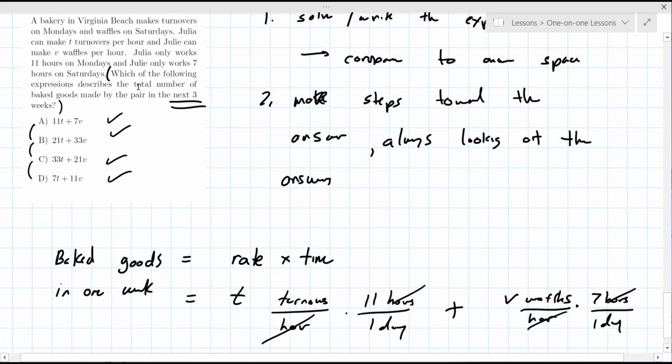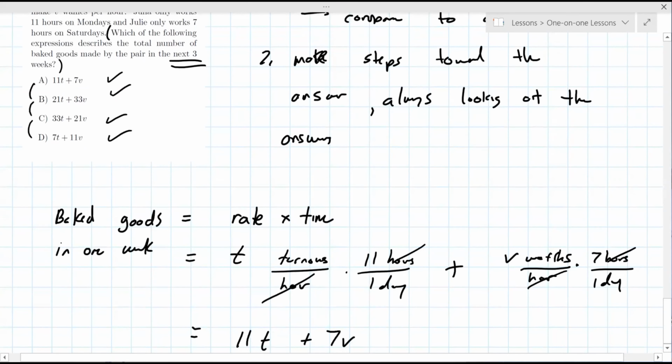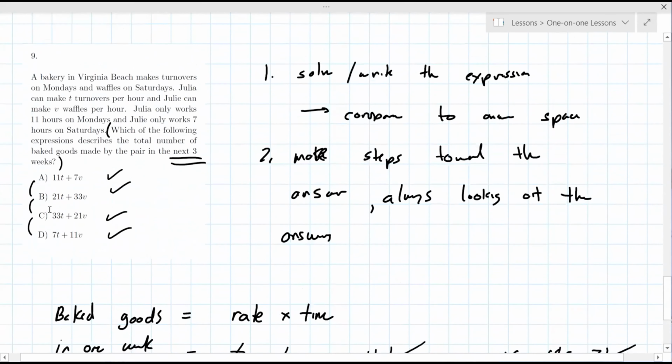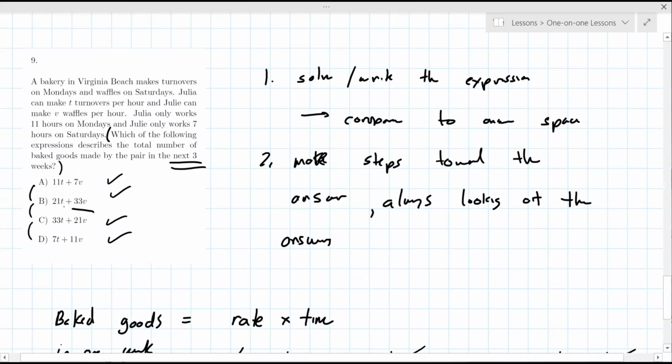So in this case, in 3 weeks, they make 3 times this much. So in 3 weeks, it's 3 times 11T plus 7V. That's 33T plus 21V. Is that answer there? Yes, it is. It's letter C.